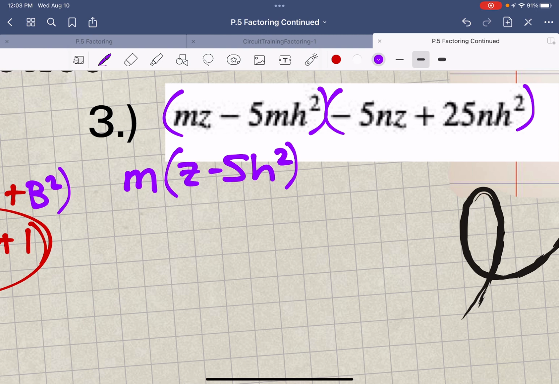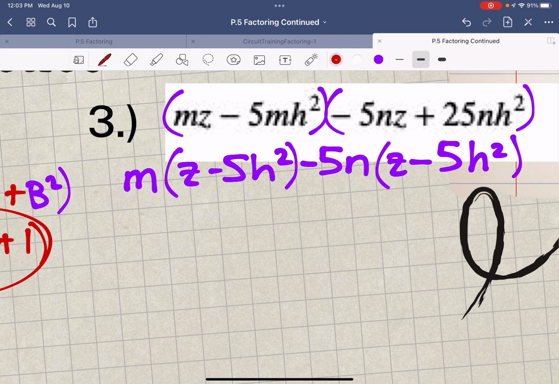All right, the second one, again, take your sign out with you, so a negative sign. And it looks like GCF would be 5N. So negative 5 divided by negative 5 is a positive. I took the N, so all that's left is a Z. 25 divided by negative 5 is a negative 5. I took the N, I still have H squared. Let's double check, did we do it right? Yes, those match.